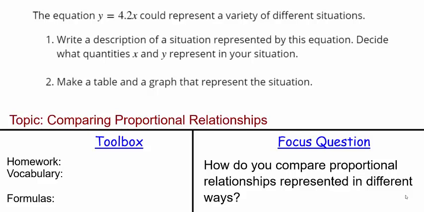Okay, our warm-up. The equation y = 4.2x could represent a variety of different situations. Write a description of a situation represented by this equation. Decide what quantities y and x represent in your situation, and make a table and graph that represent the situation.